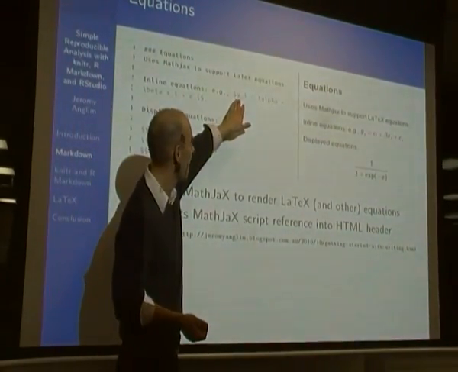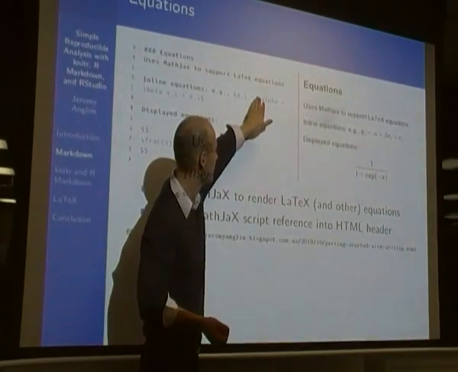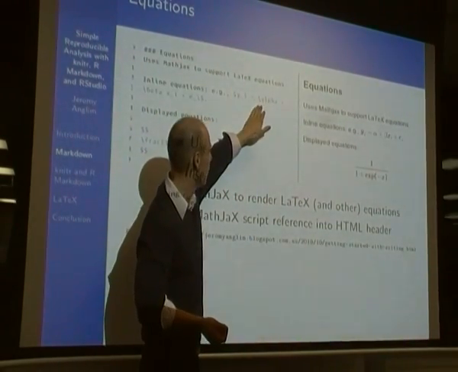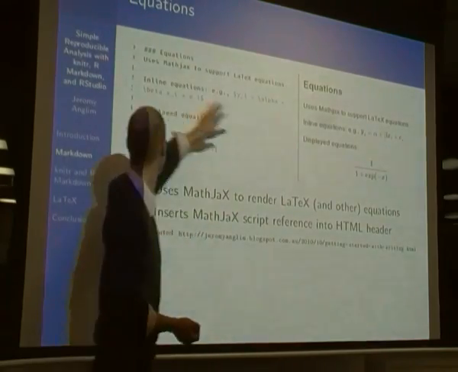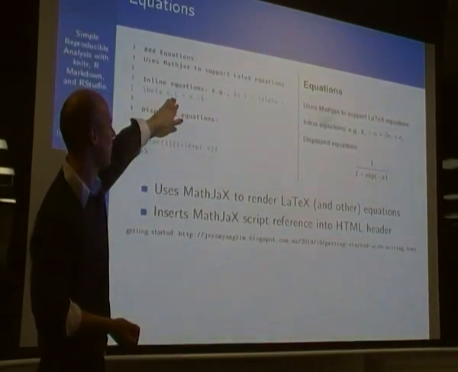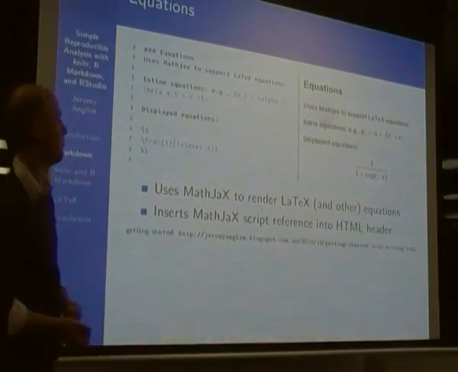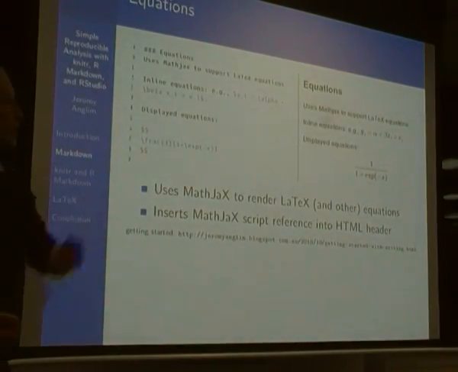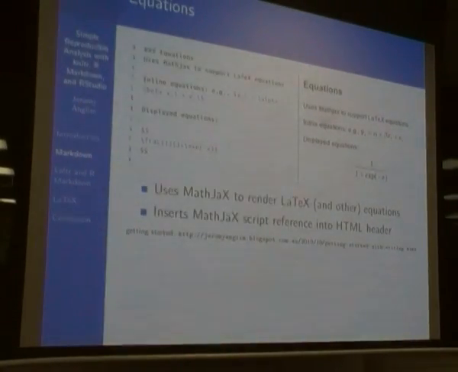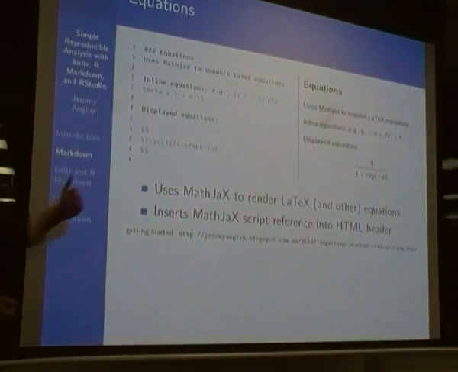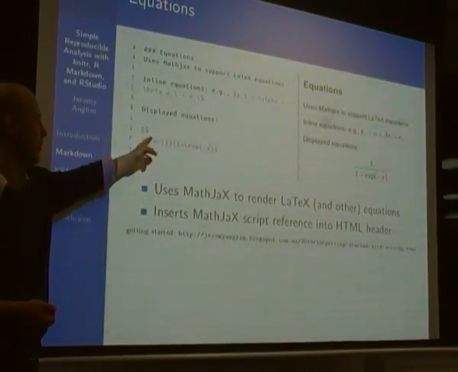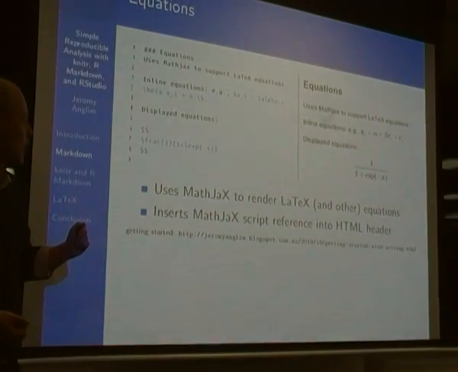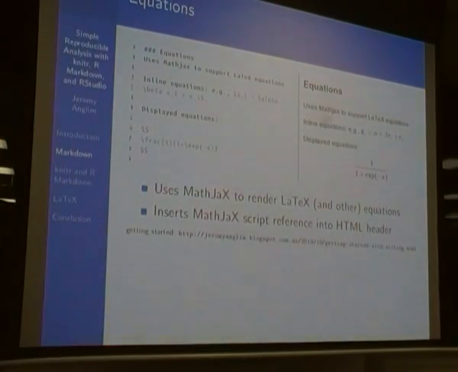So, y subscript i equals, backslashes for all sorts of things in LaTeX: alpha plus beta, x sub i plus e sub i. And then that gets rendered in relatively attractive LaTeX. You can also use displayed equations by using double dollar symbols, and that gets set on its own line.